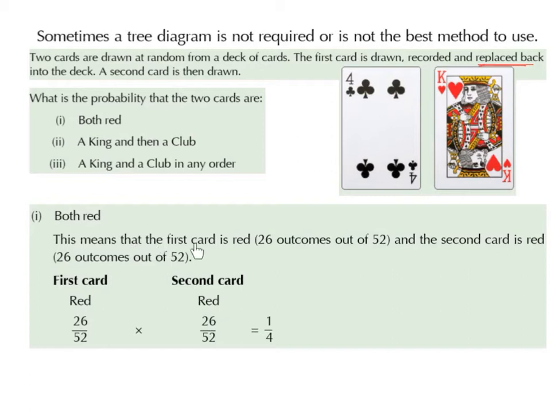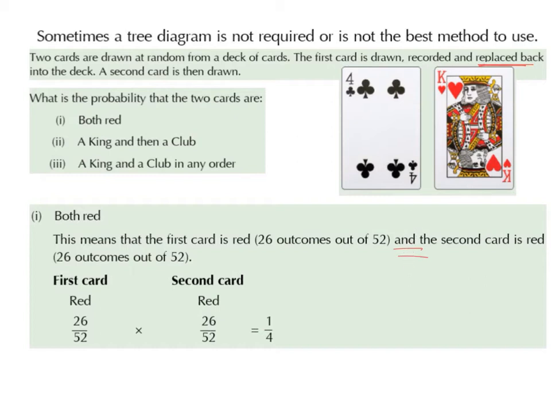This means that the first card is red, and 26 cards are red in the full pack of 52, so 26 outcomes out of 52. And the second card is red, which is also 26 outcomes out of 52. So this means red and red.